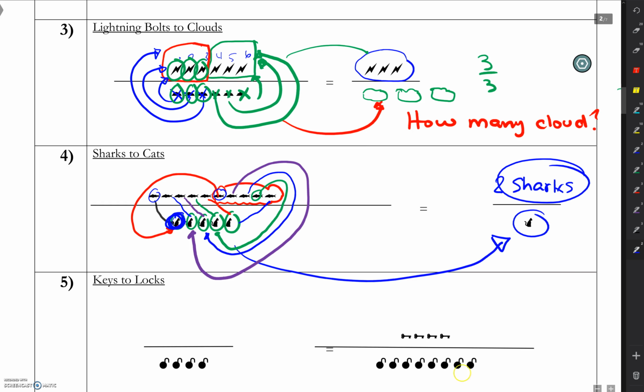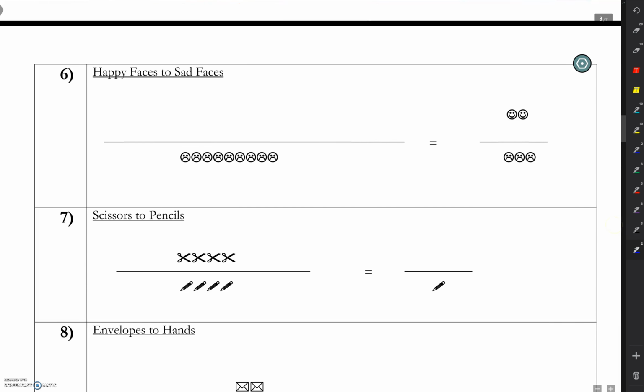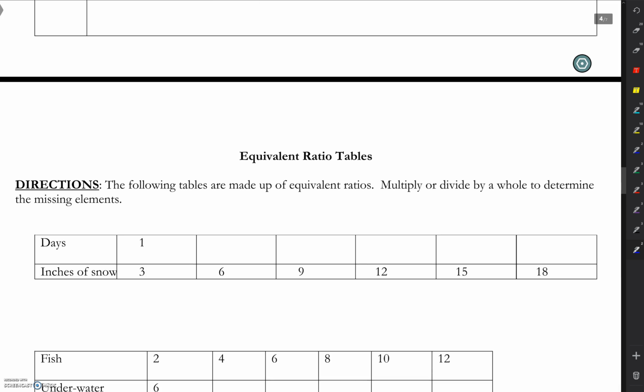Now you're going to figure out here how many keys to how many locks. So you want to find out how many locks. You're going to keep going through how many smiley faces to sad faces. Keep going through and figuring these out. And then when you get to the ratio tables is where it's going to get a little bit more complicated. So go ahead and pause it, solve those, and then come back, and when you get to the ratio tables, we'll continue.